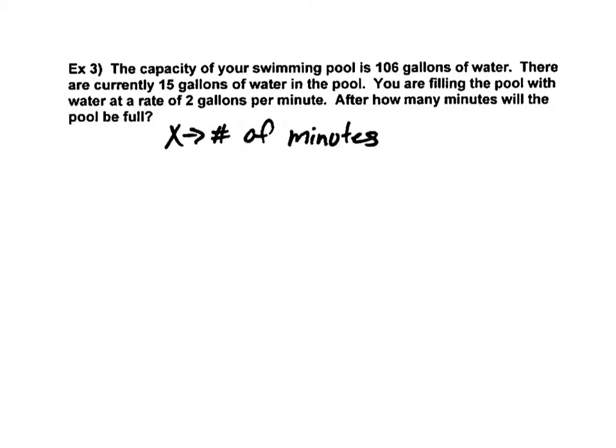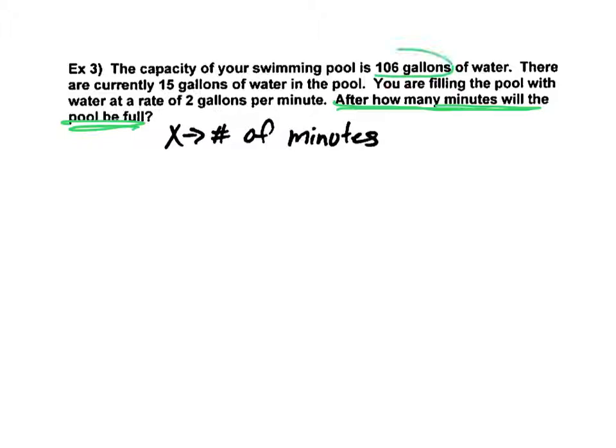Okay, so the capacity of your swimming pool is 106 gallons of water. There are currently 15 gallons of water in the pool, and you're filling the pool with water at a rate of 2 gallons per minute. After how many minutes will the pool be full? So paying attention to our question here, I see that x is going to be the number of minutes, because it says after how many minutes will the pool be full. So your variable is x, the number of minutes. So then we're going to write an equation.